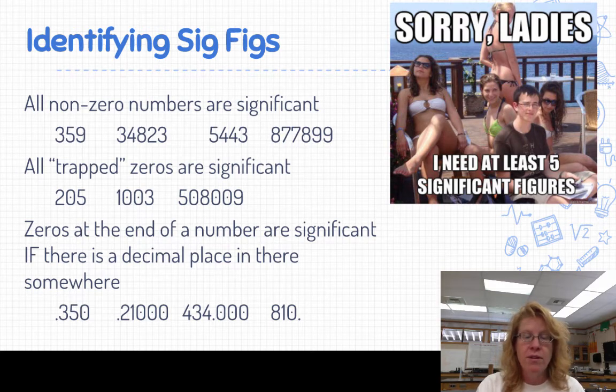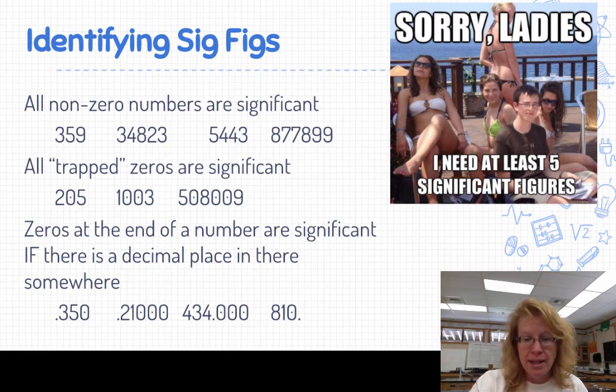The number 0.350 has 3 sig figs. The number 0.21000 has 5 sig figs. And the last one, the number 810 with a decimal place at the end, looks really weird. You'd never do that in a math class. But that's how we write the number 810 with 3 sig figs. Again, as long as there's a decimal place there, a 0 at the end will count.